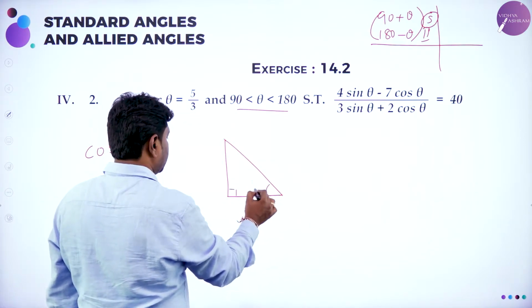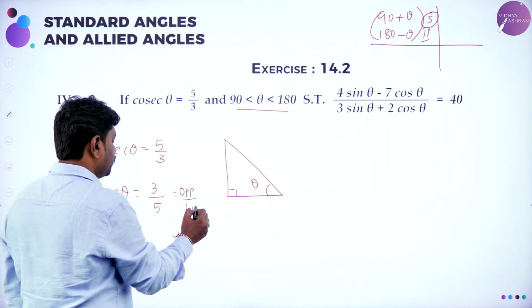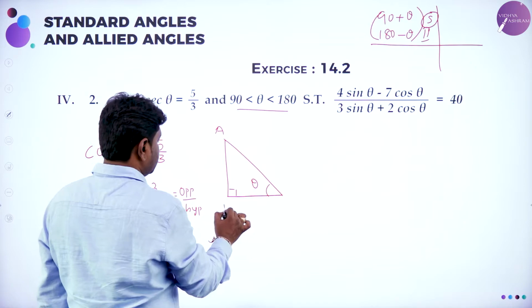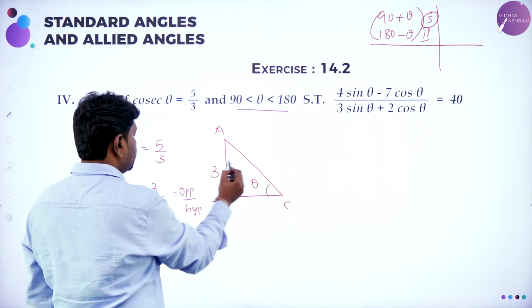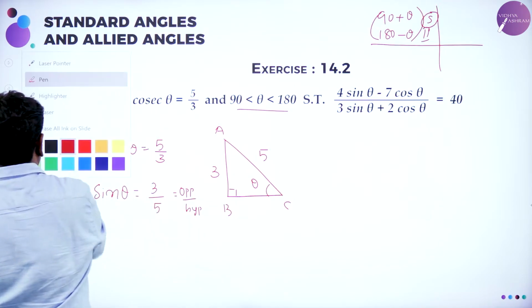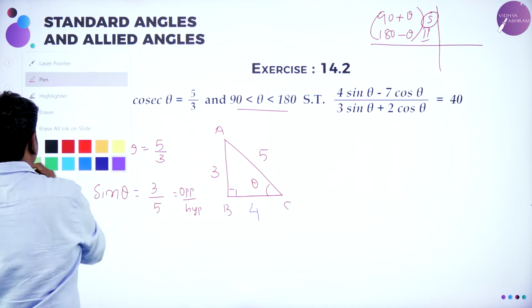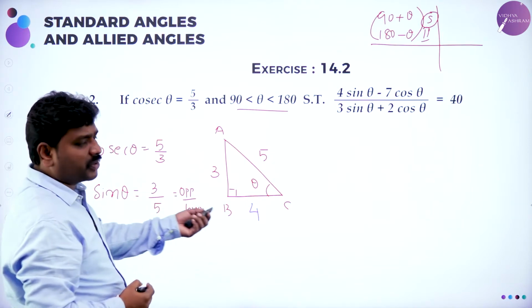In this right angle triangle, all of you know sine means what? Opposite divided by hypotenuse. So if I draw this triangle as ABC, opposite is 3, hypotenuse is 5, and we need to find BC. You know 3, 4 are there, missing number 3, 5 are there, missing number is 4. All of you know 3, 4, 5 are what? Pythagorean triplets.